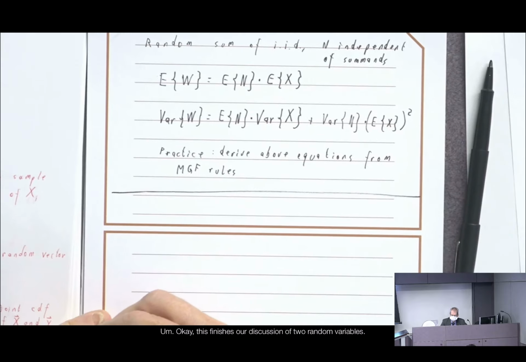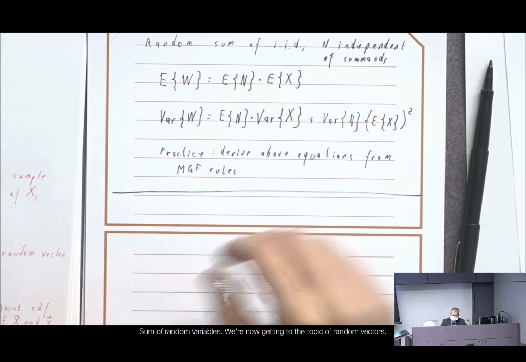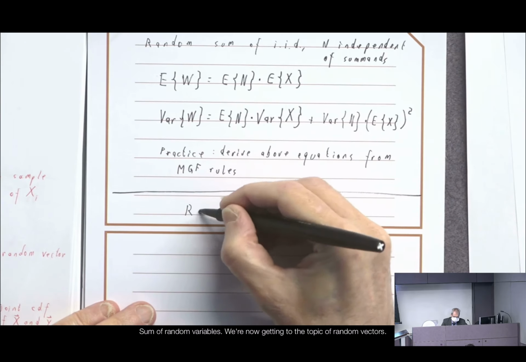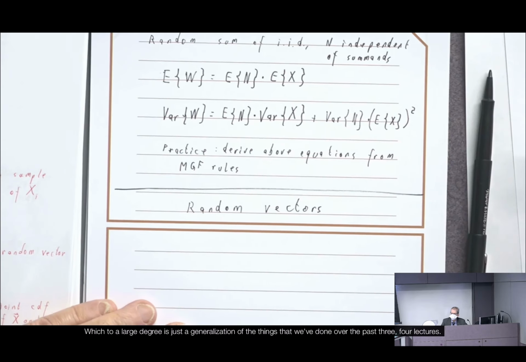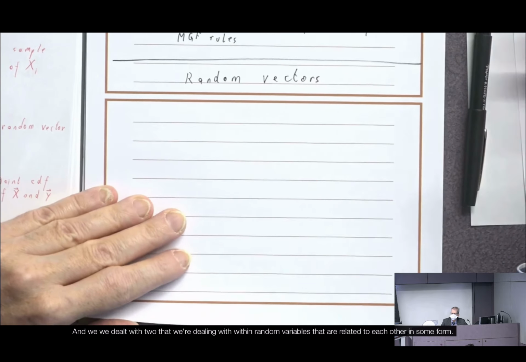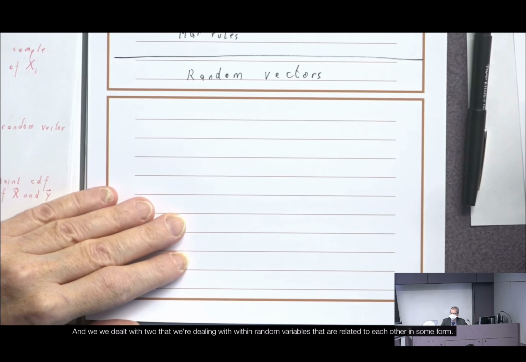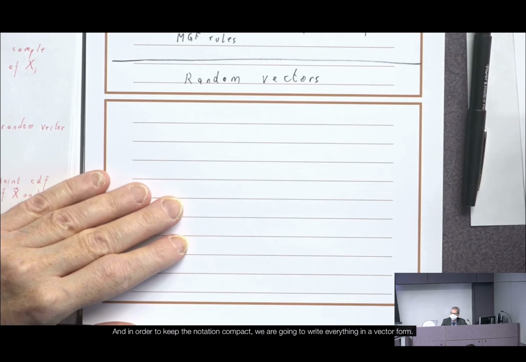Okay, this finishes our discussion of two random variables, sum of random variables. We're now getting to the topic of random vectors, which to a large degree is just a generalization of the things that we've done over the past 3-4 lectures. We dealt with two, now we're dealing with n random variables that are related to each other in some form. In order to keep the notation compact, we're going to write everything in a vector form.